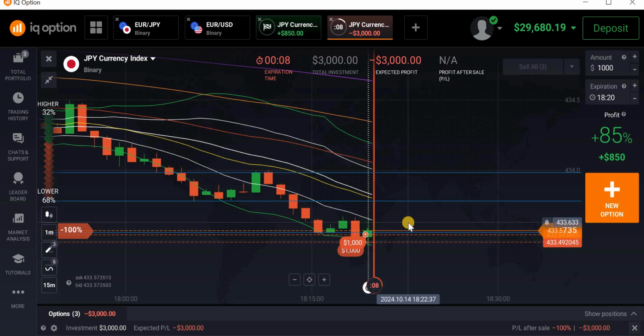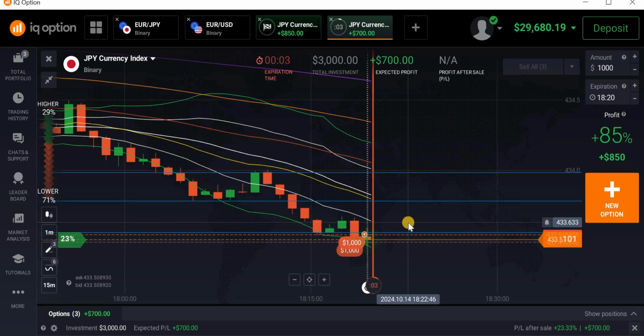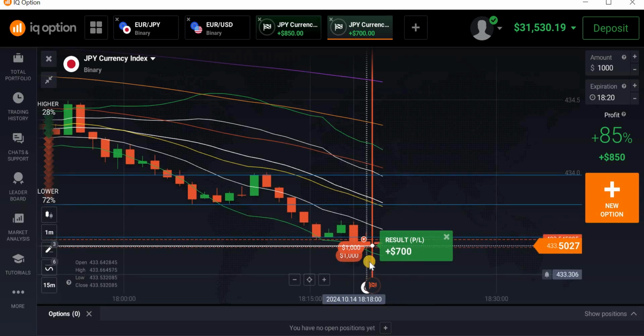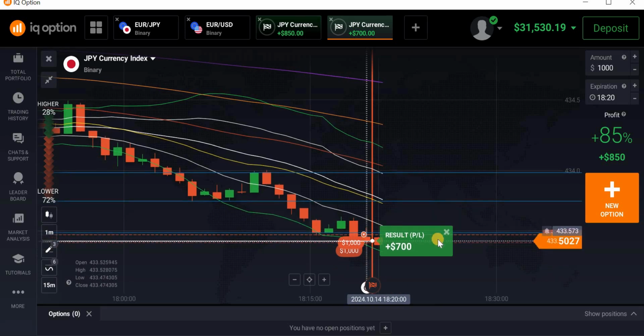That is how the manipulation by the smart money works. Okay, that's what we have there. No, I lost this trade because of the entry. That's why I did a double trade.